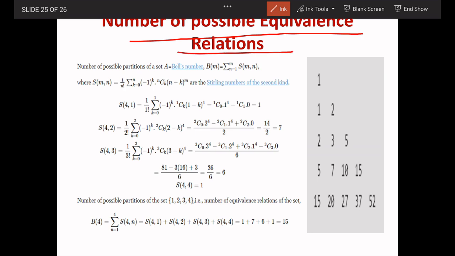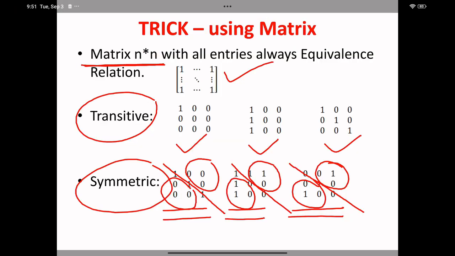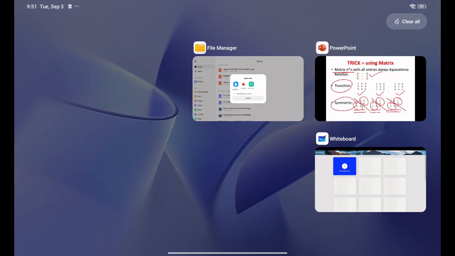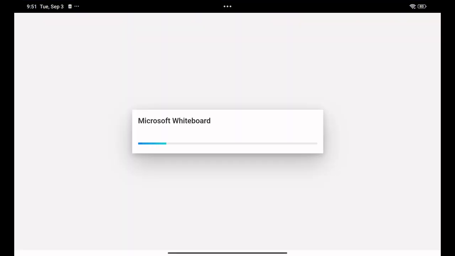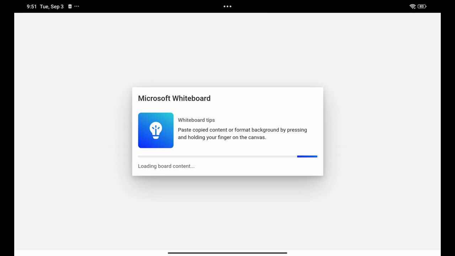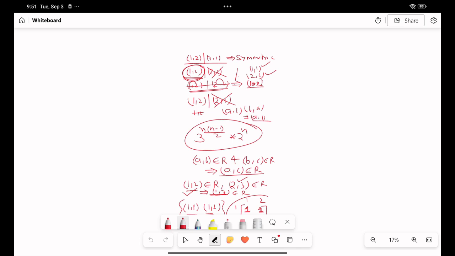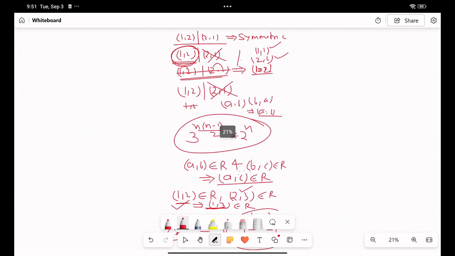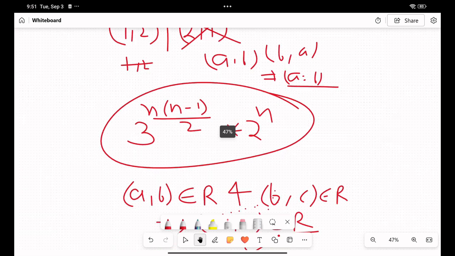What I told about equivalence relation, I will explain something here. So again, this Microsoft, I don't like Microsoft. Why? Because there is a problem in Microsoft. It is taking so much time.